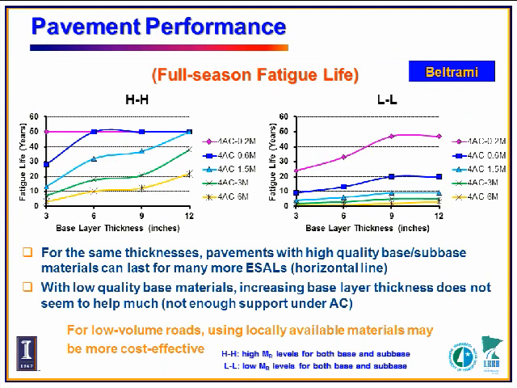These are some typical examples in terms of fatigue cracking. As you can see, the horizontal axis represents the base layer thickness. The vertical one represents the fatigue life. So if we increase the quality, then we can have a longer fatigue life. That's as expected. But another thing we can see is that if we have a very low quality base material, increasing thickness doesn't seem to help that much.